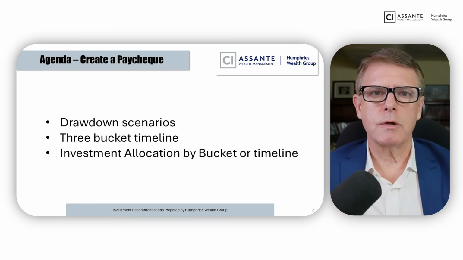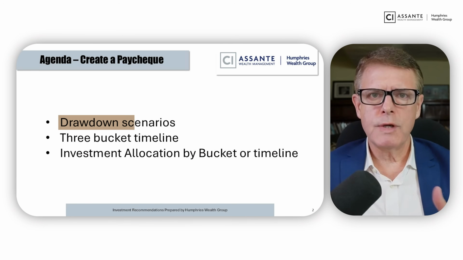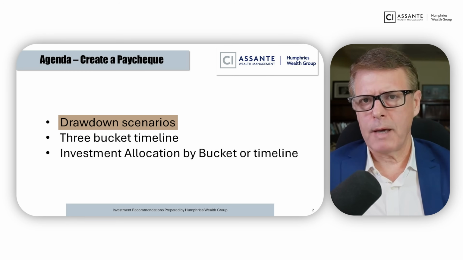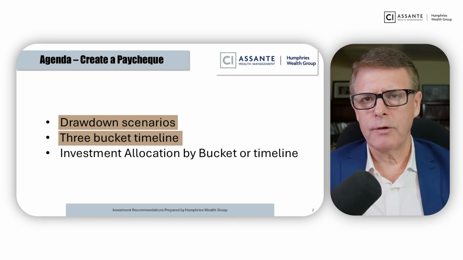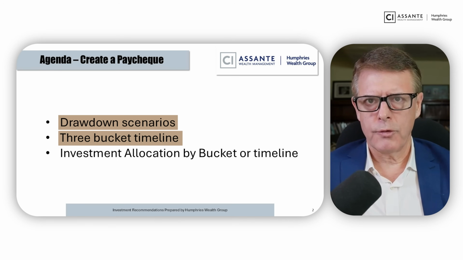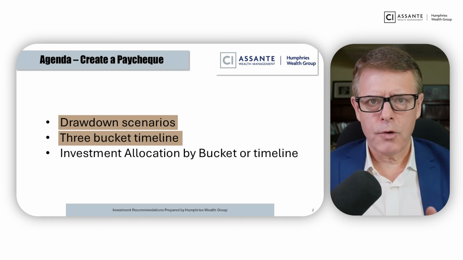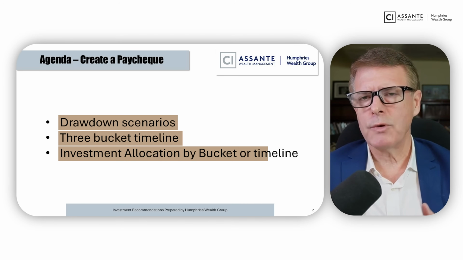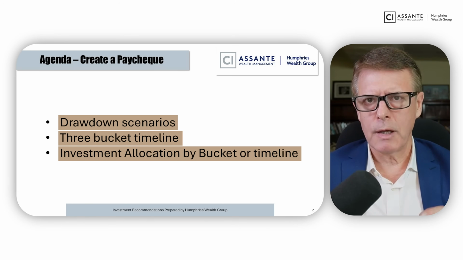So in this presentation, I'm going to cover off 3 main topic areas. First of all, we're going to look at a few different drawdown scenarios for our case study today, and then land on what we think is the best scenario to pursue. Number 2, we're going to apply the 3-bucket timeline strategy to the chosen scenario. So it's an investment allocation strategy to generate the paychecks on a regular basis. And then third, once we have our 3-bucket timeline, then we can begin talking about what investments would be appropriate for each of those timelines. So those are 3 critical areas we need to be clear on before we start generating those paychecks for retirement.